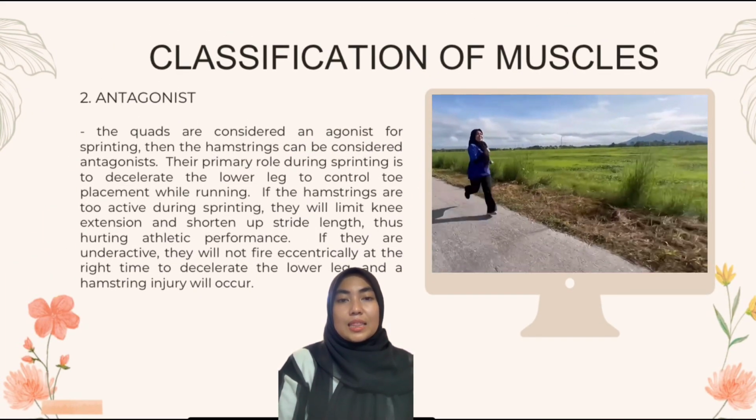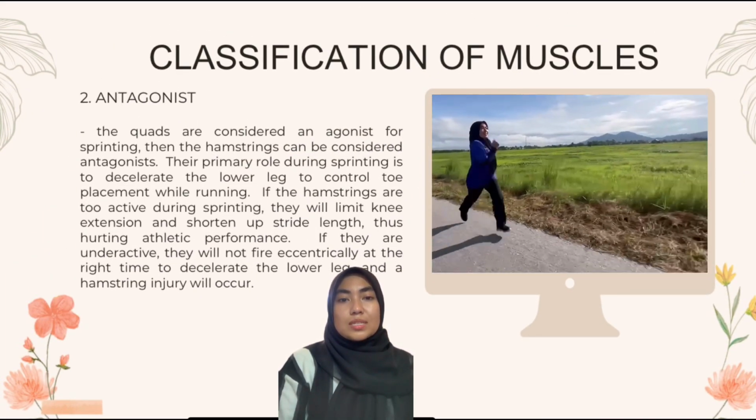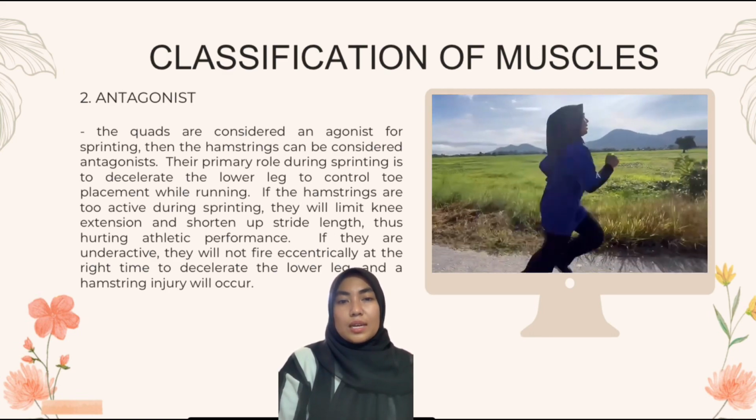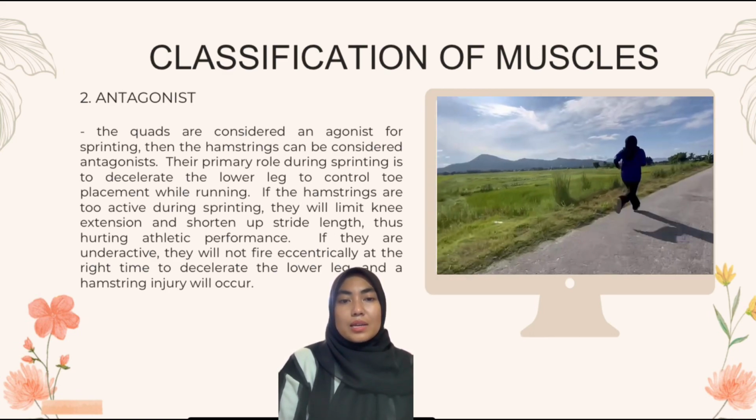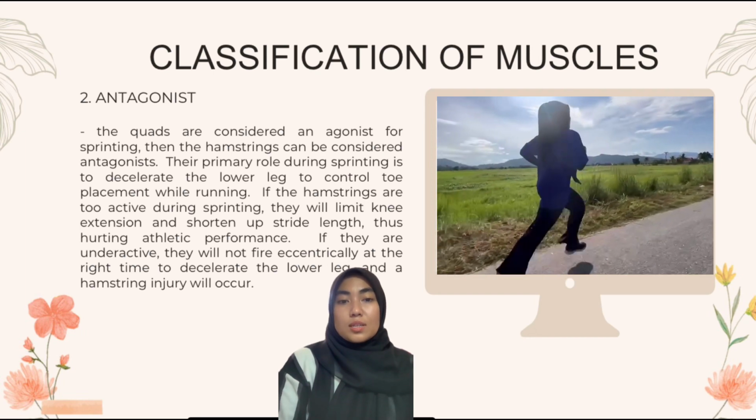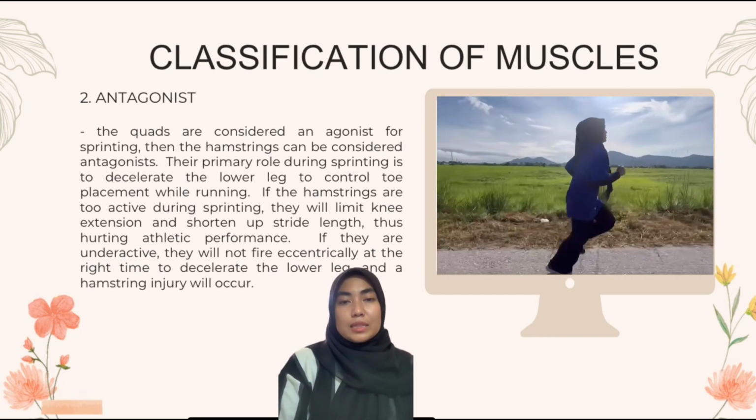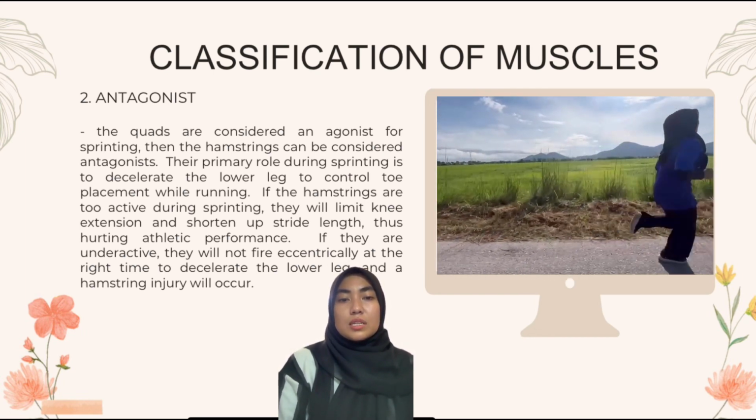Next, antagonist. These are opposing muscles to the agonist. They work against the agonists to decelerate body segments and stabilize joints. An example: if the quads are considered an agonist for sprinting, then the hamstring can be considered the antagonist.